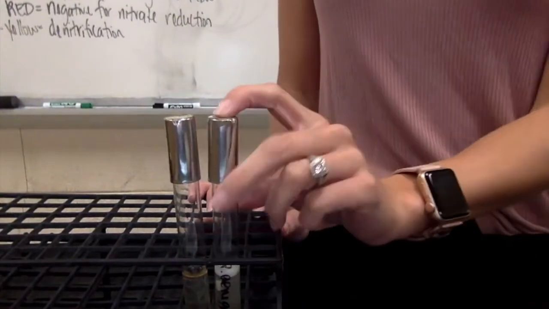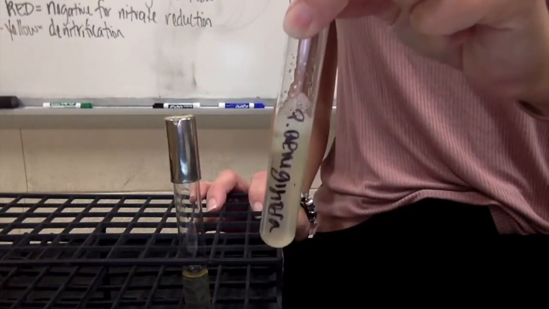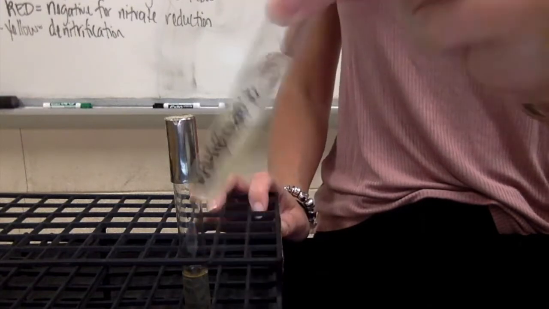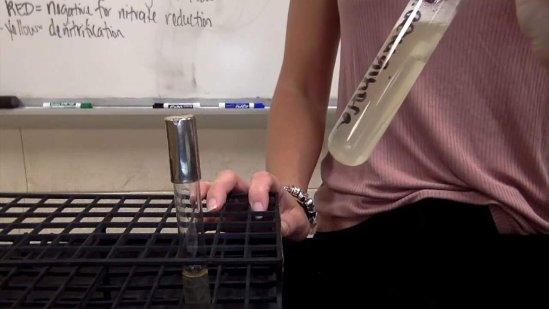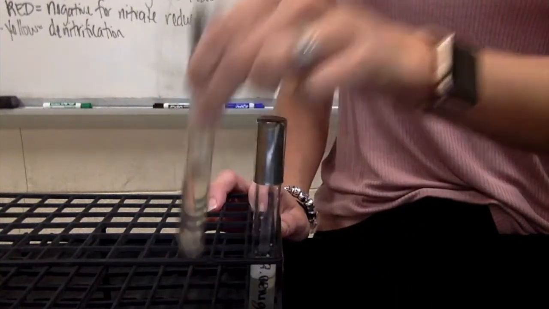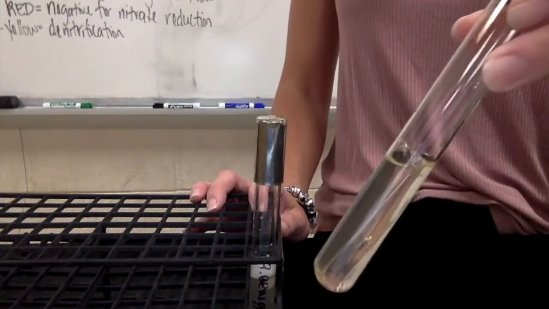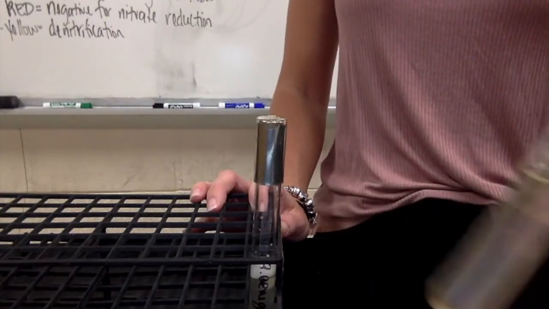Now we have our Pseudomonas that's left. You can see that I got no color change. Okay, nothing happened. It's kind of like a yellowy looking color. And then for my negative control, of course, again, nothing happened. It's like a yellowy looking color.